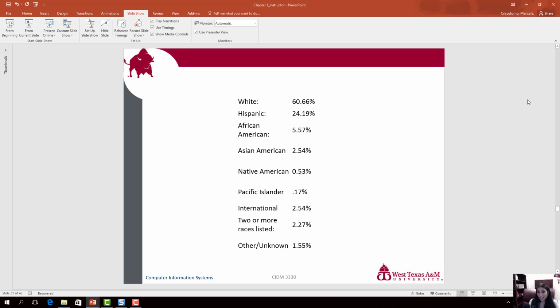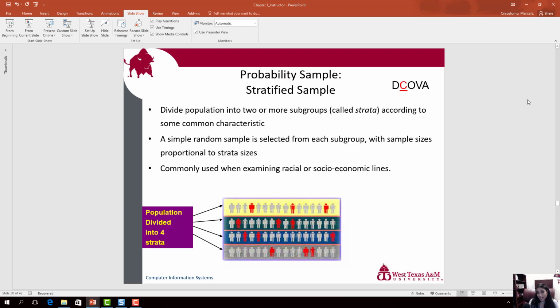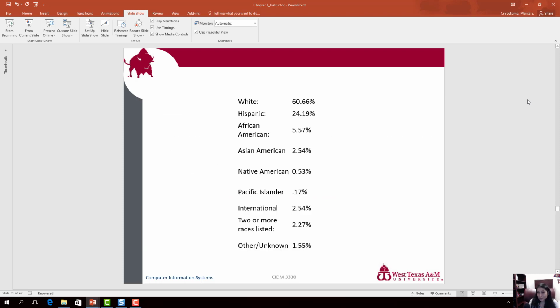But I want to make sure that Pacific Islanders are represented in my statistics. What I would have to do is a stratified sample. So I would take a random sample of the white students, a random sample of Hispanic students, African American students, Asian Americans, Native Americans, Pacific Islanders, international, other, etc. And that way I can be sure to get certain populations or certain groups within my sample represented.